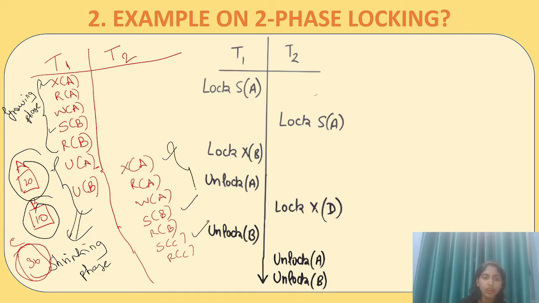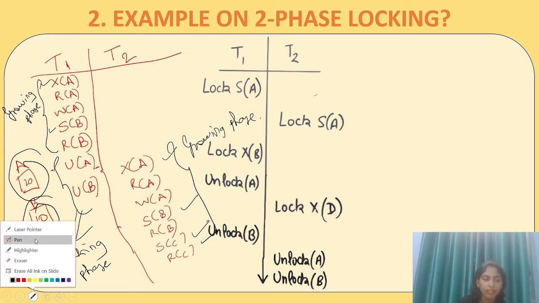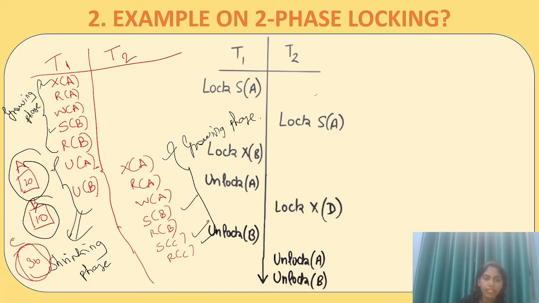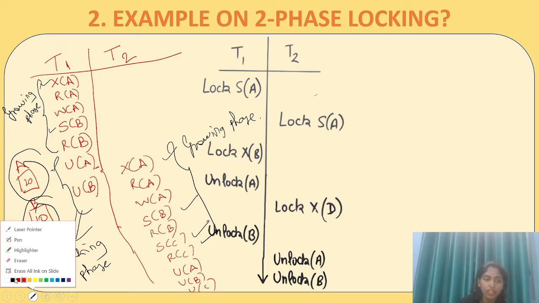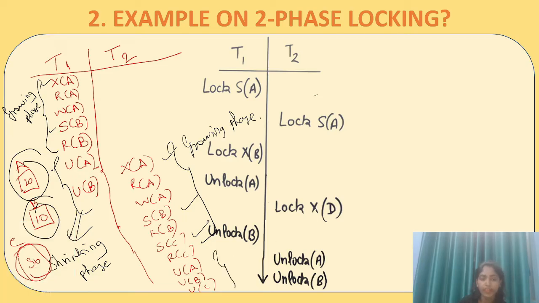So this is called as what? Growing phase of T2. He is only acquiring the lock. And when will it be called the shrinking phase? When he will start unlocking the locks. For example, now if he starts unlocking A, unlocking B and unlocking C, it is called as what? Shrinking phase now. Whenever a transaction starts unlocking, they are in shrinking phase. So now this is called as shrinking phase. Again, this is done to achieve serializability.